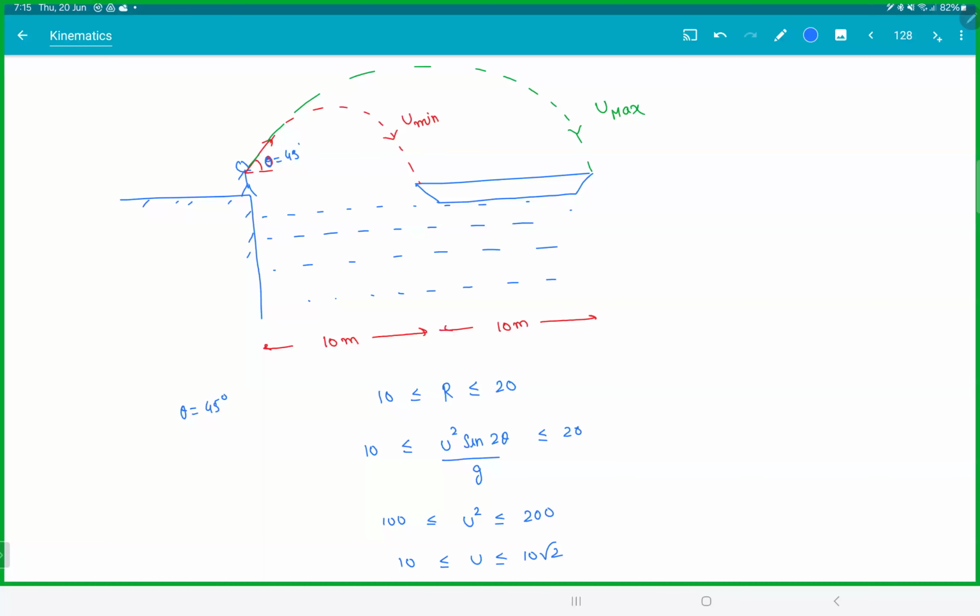No, theta less than 15, that's not the answer. It means you're saying if your projection angle is 0, you'll go into the boat. That is wrong, no? Theta less than 15 is not right. It will have a range too. Look at the B part.